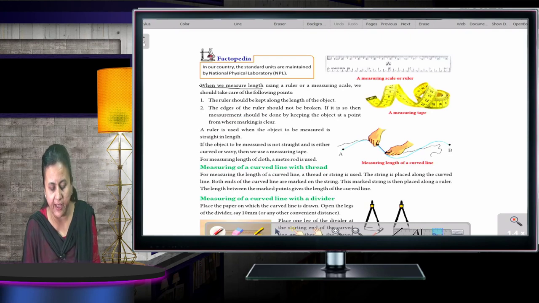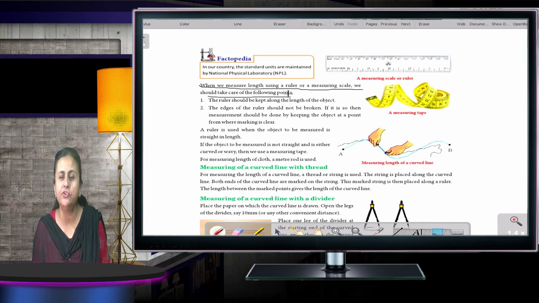When we measure length using a ruler or a measuring scale, we should take care of the following points. Whenever you are measuring anything with a measuring tape or a ruler, you should take into account the following points. First, the ruler should be kept along the length of the object. The edges of the ruler should not be broken. In case they are broken, you will not be able to find the exact length of the thing.